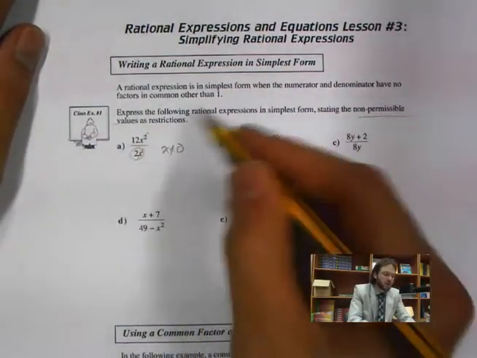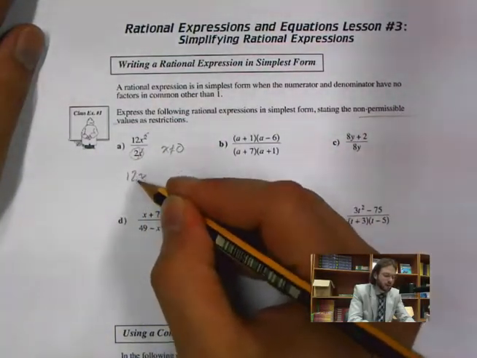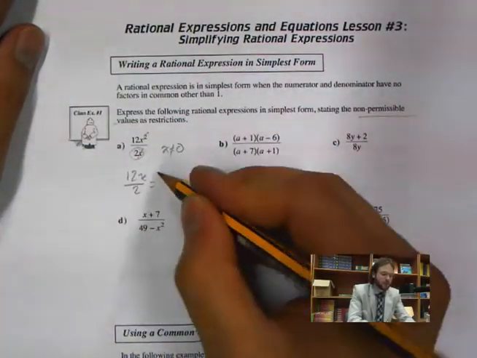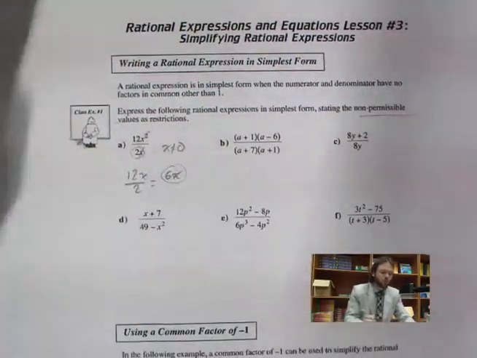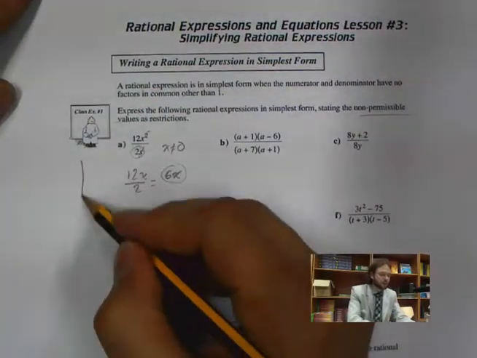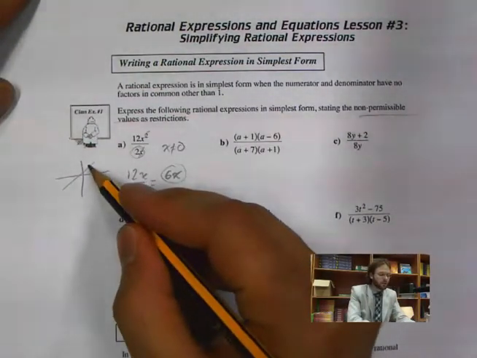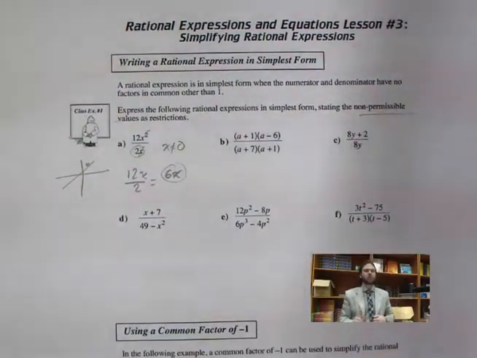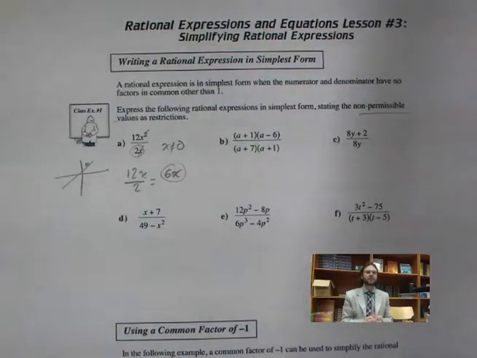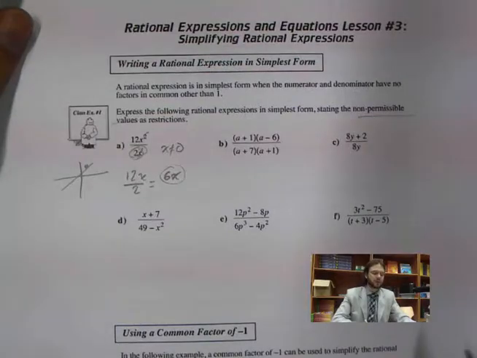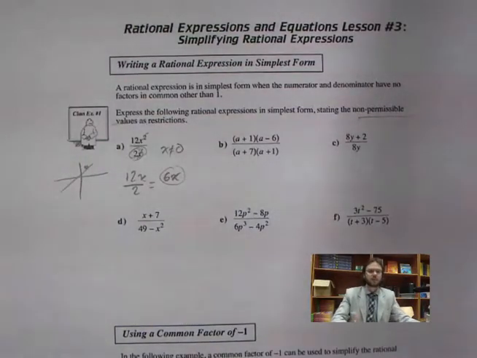But when I cancel these off, I end up getting 12x over 2, which is the same as 6x, okay? But now, this graph will look like 6x, except when we graph it, there will be a little hole, a little gap right there. If you punch in that value, there will be nothing there. It's a little gap, okay? Because that is what x cannot equal because of the bottom.